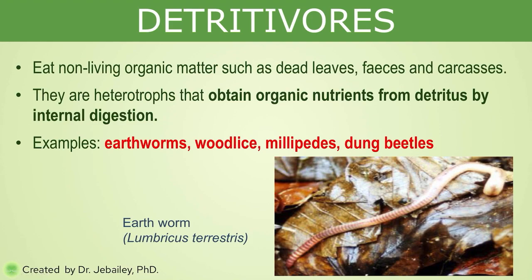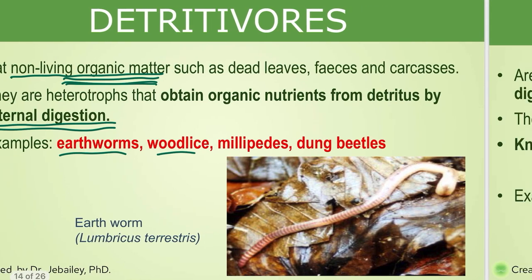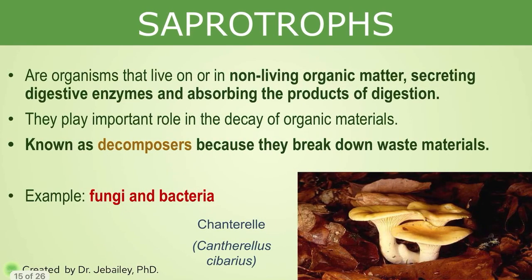Now, when it comes to detritivores, the most important thing is that they ingest non-living material, right? They're basically dead. But they get this by internal digestion. That means they have to put the food inside of them and then chew it. So, for example, earthworm, woodlice. You need to know examples of these because they will ask you examples of detritivores. When it comes to saprotrophs, it's the opposite.